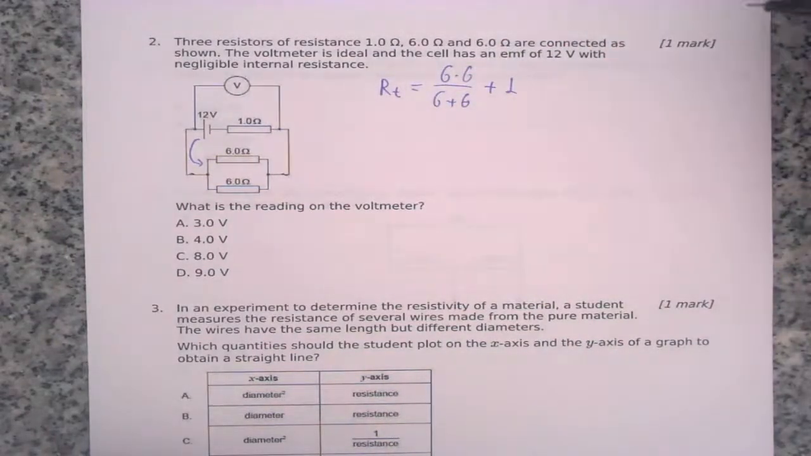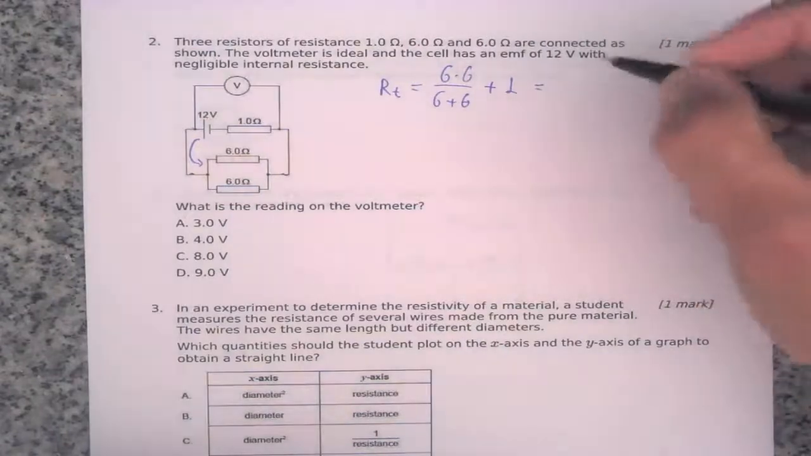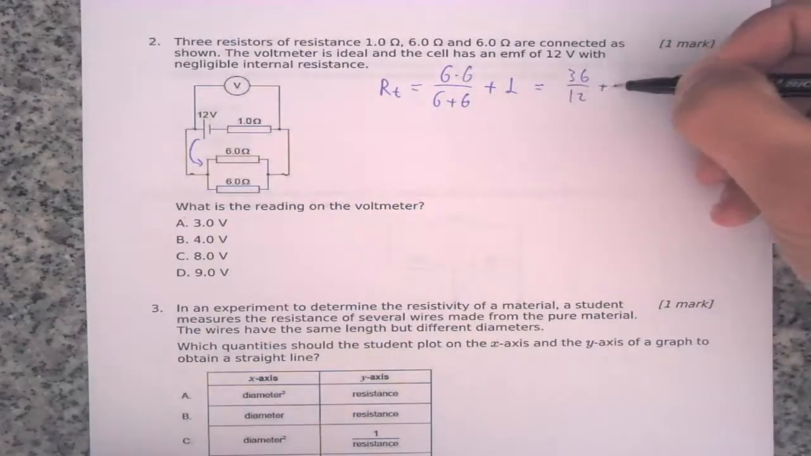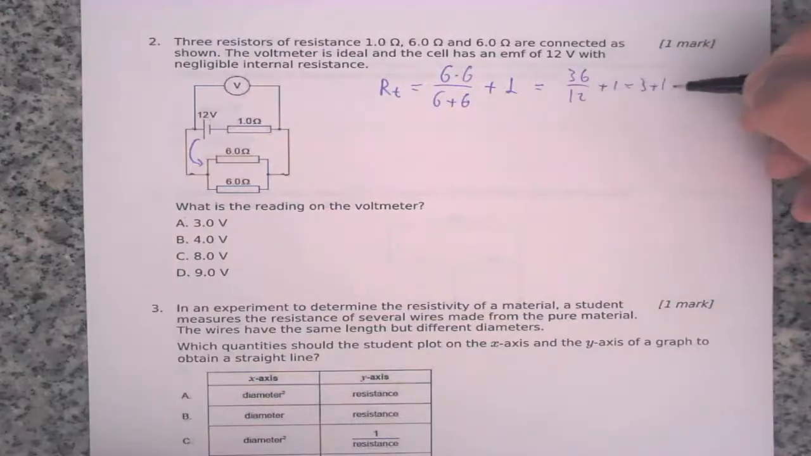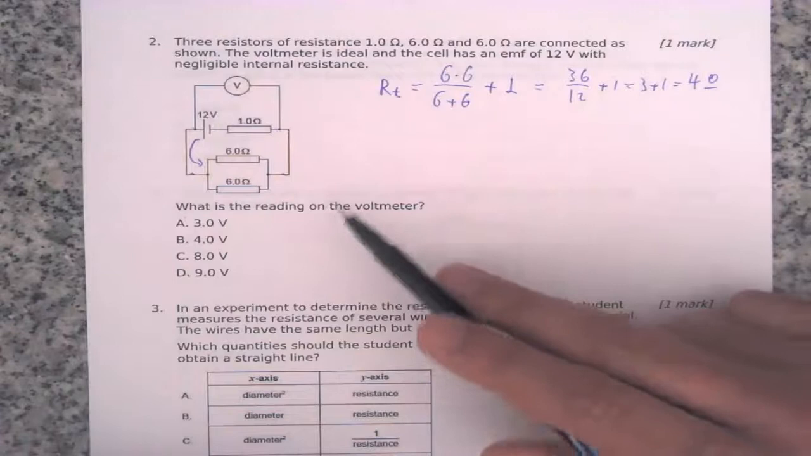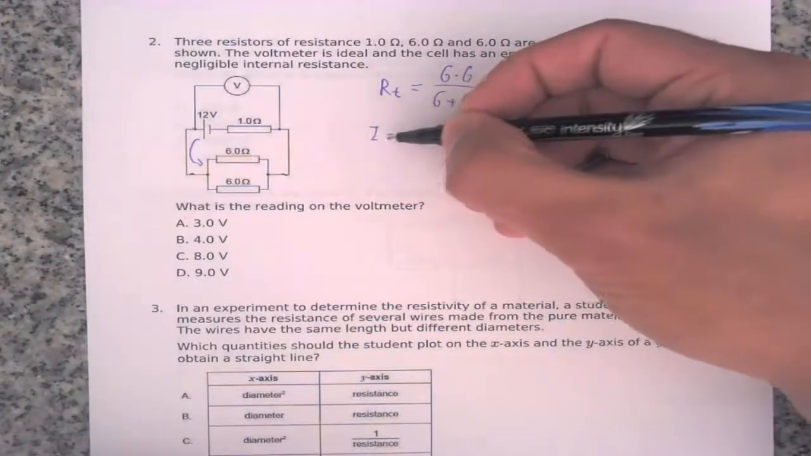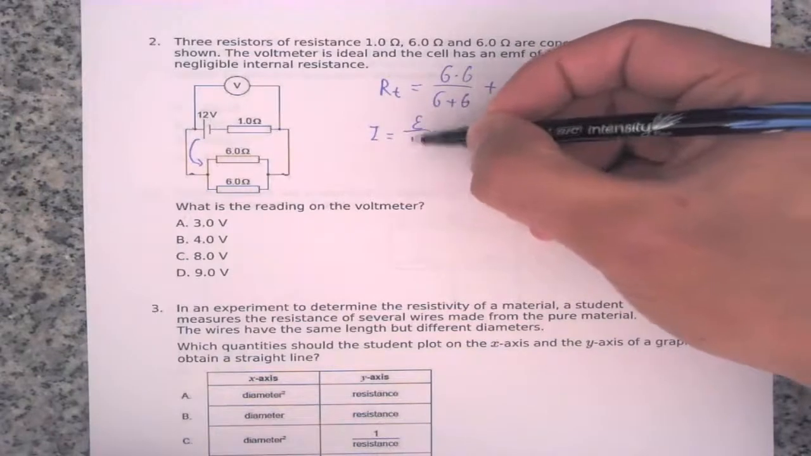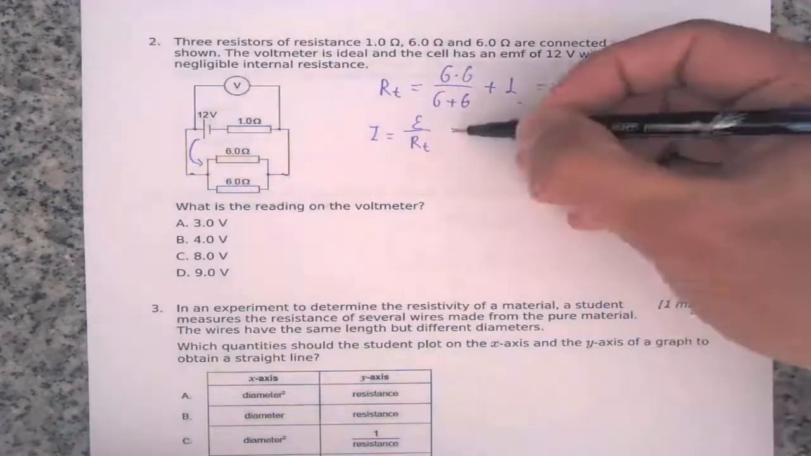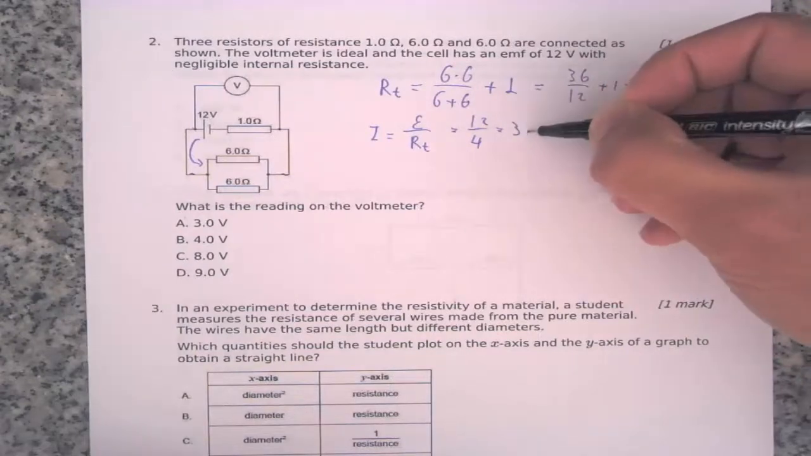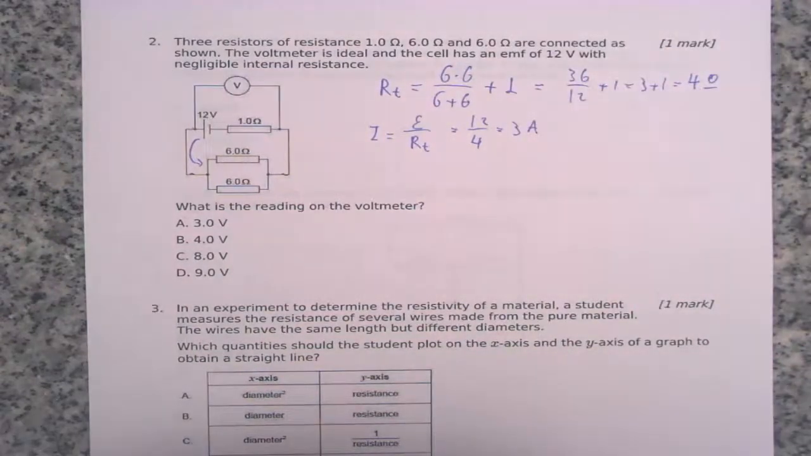I have no internal resistance. So if you do the math here, what you get is 36 over 12 plus 1. So it's 3 plus 1. So it's 4 ohms, the total resistance on your circuit. Now you want to calculate current, so the current will be the EMF over the total resistance. EMF is 12, total resistance is 4, so you have 3 amperes for current.